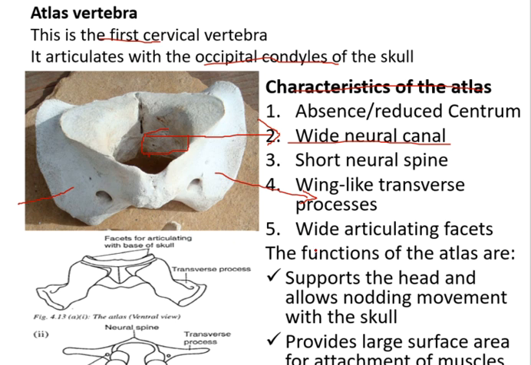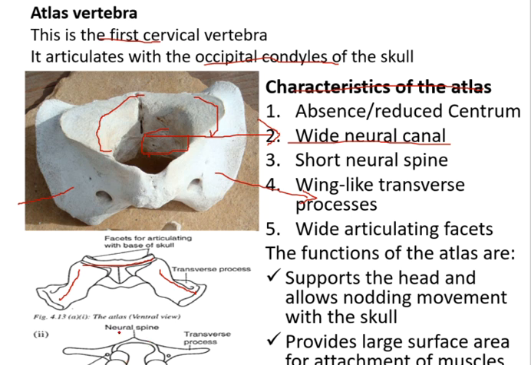Then wide articulating facets. This is the wide articulating facets, for articulation with the base of the skull. Then the functions: supports the head and allows nodding movement with the skull, provides large surface area for attachment of muscles. You can have other views. You can see the transverse process wing-like to provide a large surface area for attachment of muscles. Then wide articulating facets which articulate with the base of the skull.